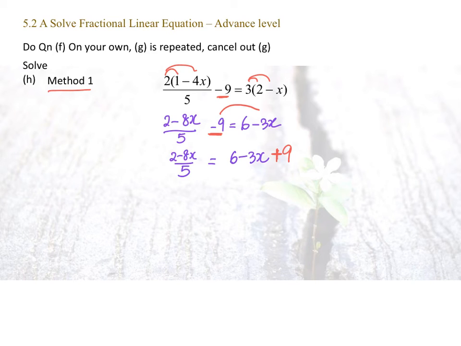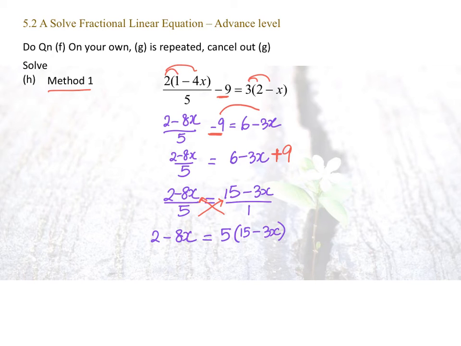Let's simplify the equation. It will be equals to 6 plus 9, 15 minus 3x. We can write this as a fraction over 1. Then next we can cross multiply. 5 cross over multiply to 15 minus 3x. And 1 cross over to 2 minus 8x.